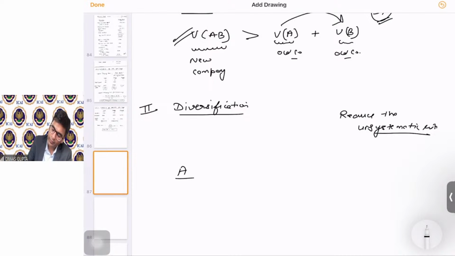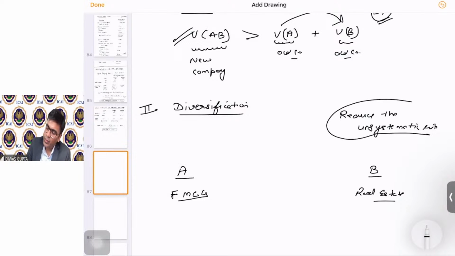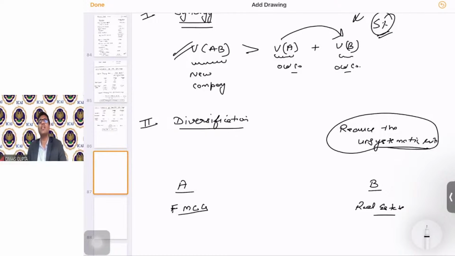For example, A and B. A is a company in FMCG and B is a company in real estate, right? It's a diversification. FMCG is getting merged with real estate, or real estate is getting merged with FMCG. So it's a diversification, right? So this will reduce the overall group level risk. Okay, students. So diversification means that the objective of the merger or acquisition is to merge two different industries so that diversification in the area of their business happens and hence the unsystematic risk is reduced.